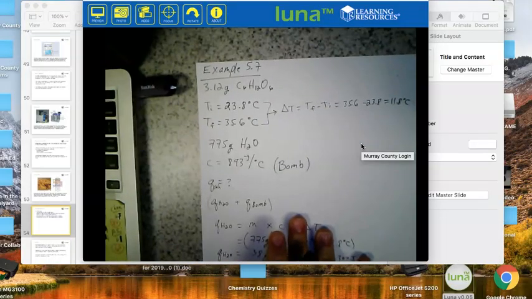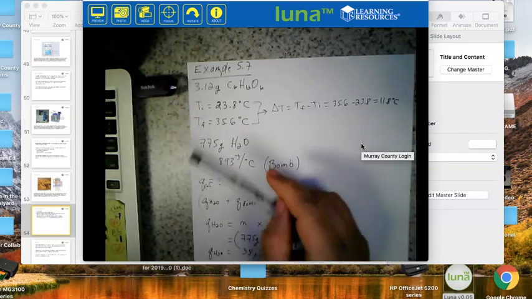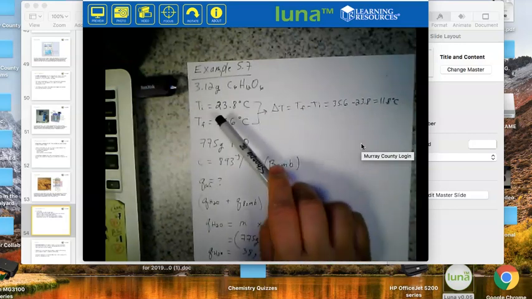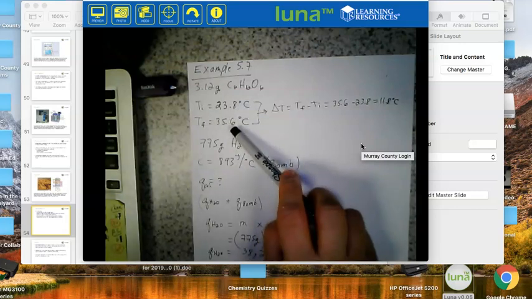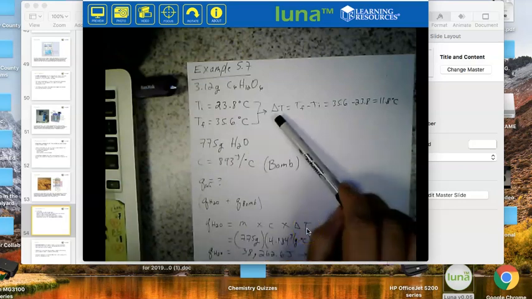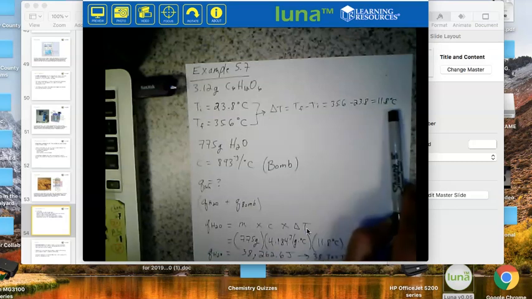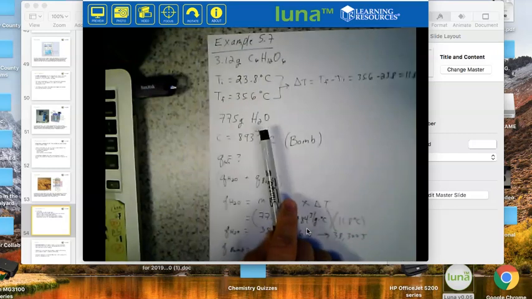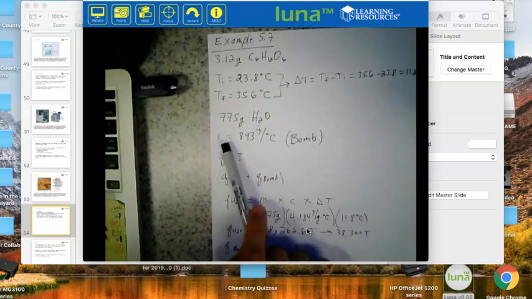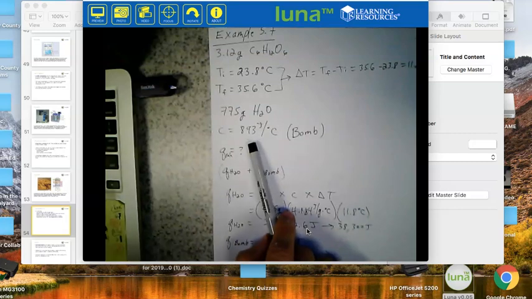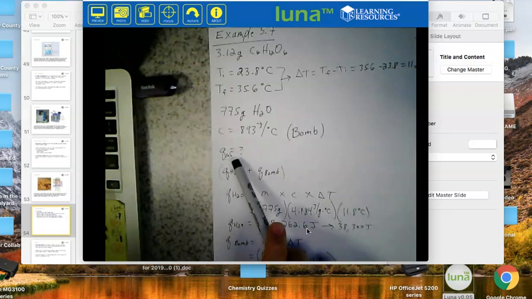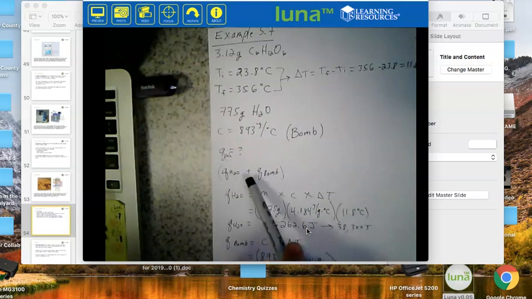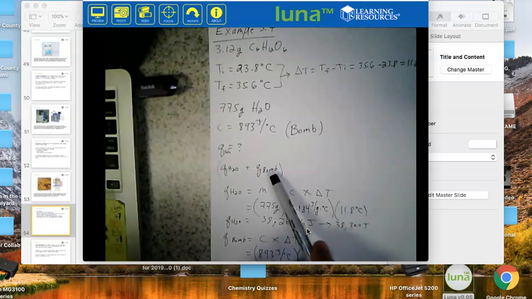So here's the information given to us: the mass of the glucose, the initial temperature and the final temperature. Of course, temperature went up. You would expect that during a combustion reaction. And then the delta T, the change in the temperature, is going to be 11.8 degrees Celsius. The mass of the water in the bomb, and then the heat capacity of the bomb. All right, so the heat of the solution we have to figure out. That's going to be equal to the heat of the water plus the heat of the bomb.